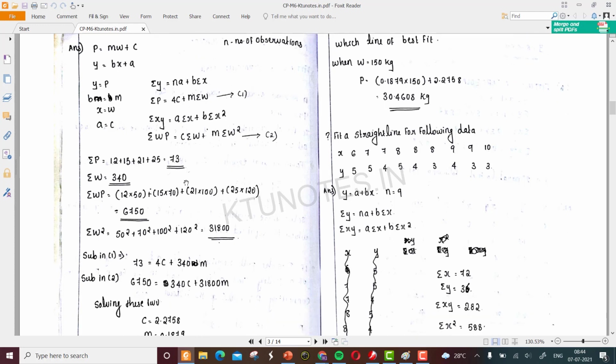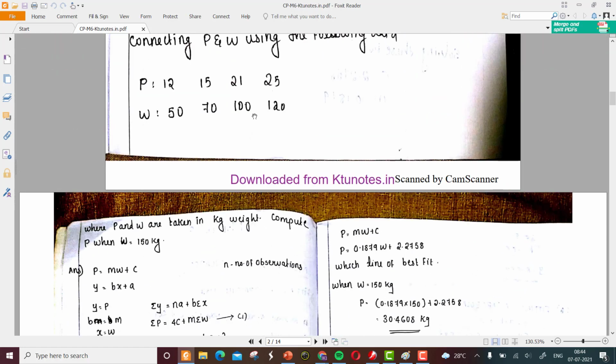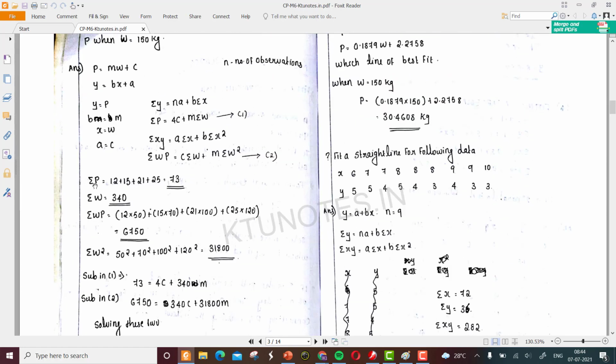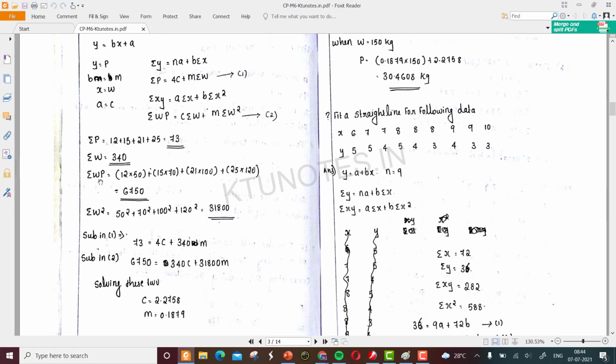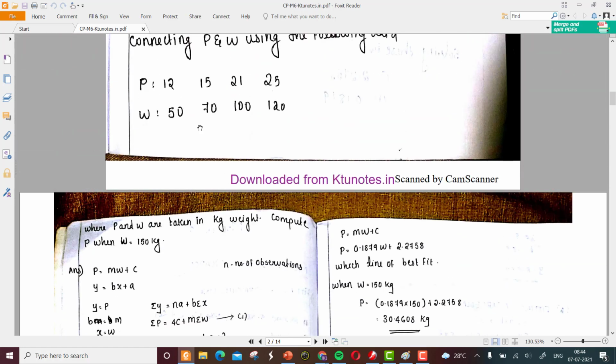So we need the values to be calculated. We just replace the variables with the real values. That means Y is equal to P in our case, and X is the weight. So sigma P, they clubbed all the values 12 plus 15 plus 21 plus 25, and they got the value of sigma P. Sigma weight also, and sigma W into P, that is 12 into 50 plus 15 into 70 plus 21 into 100.